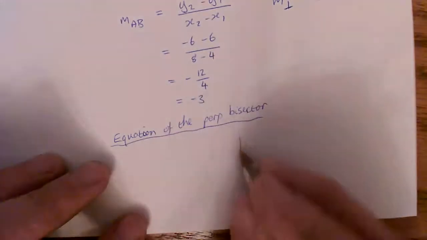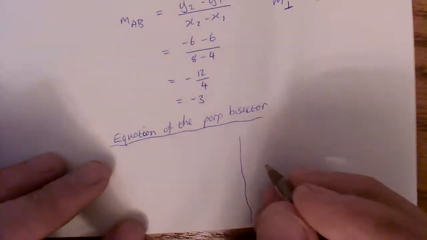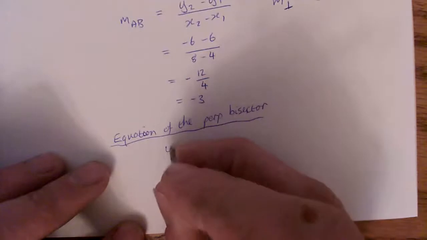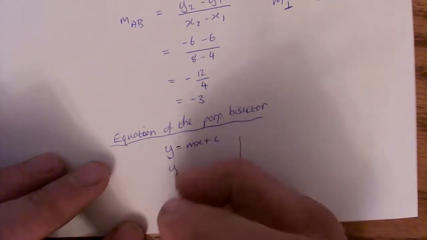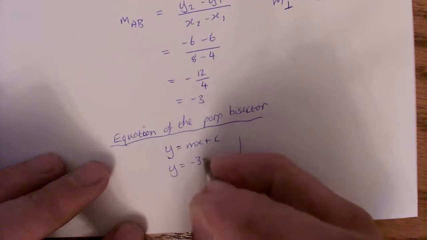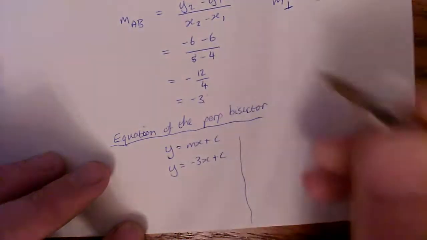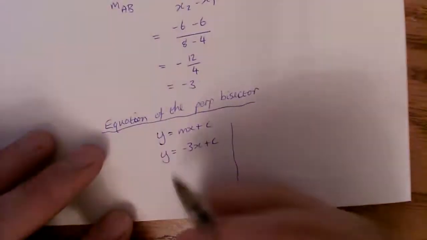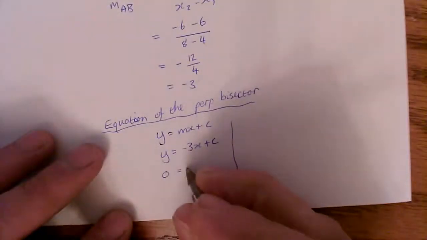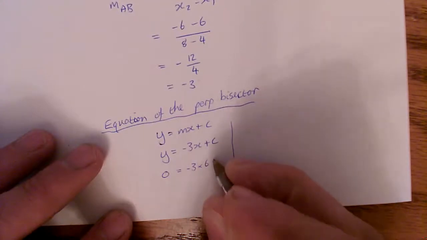And we're going to do both methods. Remember, you only need to do one, whichever one you prefer. So we have y equals mx plus c. So y equals minus 3x plus c. Put our point in. Well, here our point is the midpoint of the line. That's the one we're using. So we're putting 0 in for y: 0 equals minus 3 times 6 plus c.